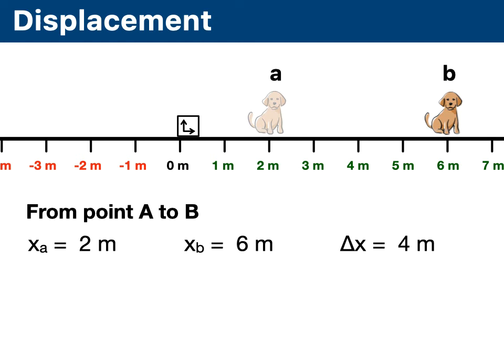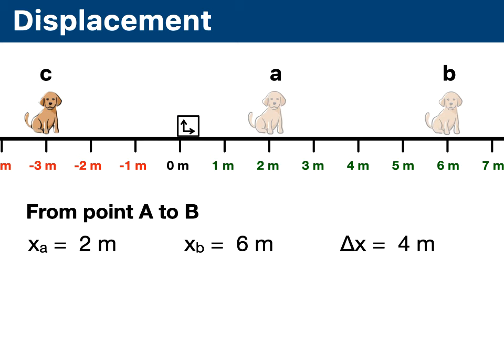Now, this is a symbol you may or may not have seen before. This symbol is delta. That triangle means the change in. So the dog starts at 2 meters, that's the initial position. The final position is 6 meters, and the change in position is 4 meters. Now, let's say the dog keeps going. So let's say the dog moved from point B to point C.